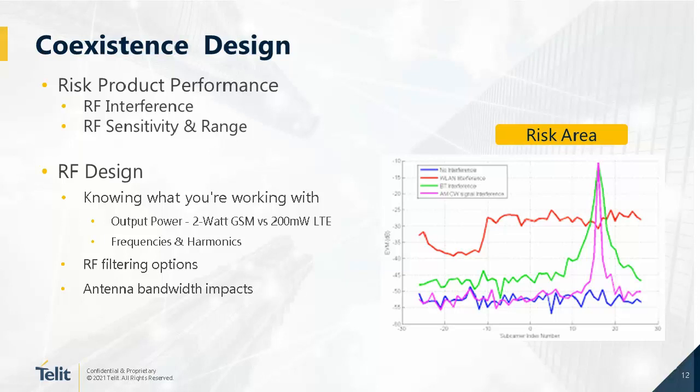Antenna design, right? We don't want the antennas to be too wide, because then the cellular antenna is picking up the Wi-Fi, the Wi-Fi is picking up the cellular, or we have the Z-Wave or the Bluetooth or whatever it may be. So really focusing on RF design is extremely important when you have to deal with coexistence.